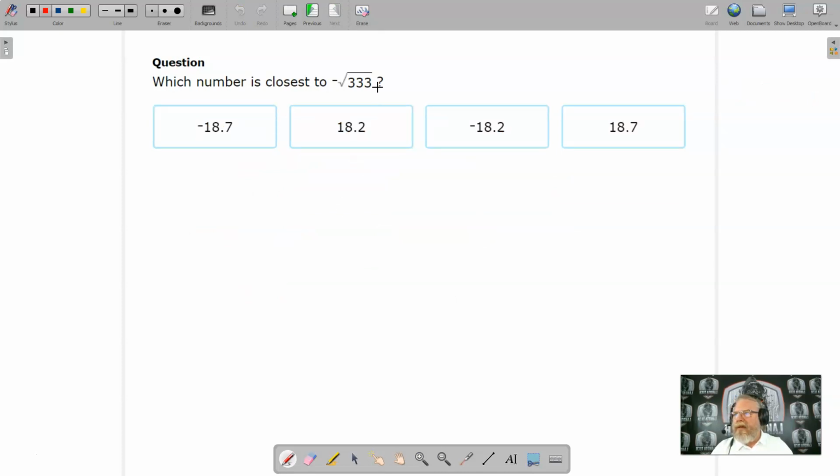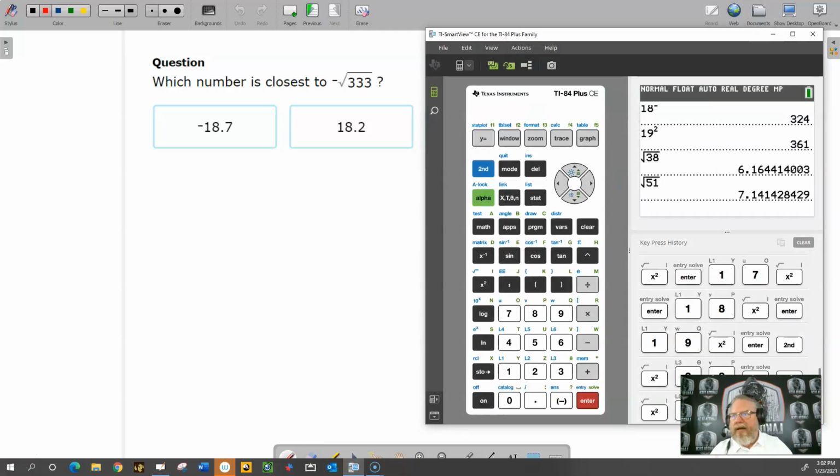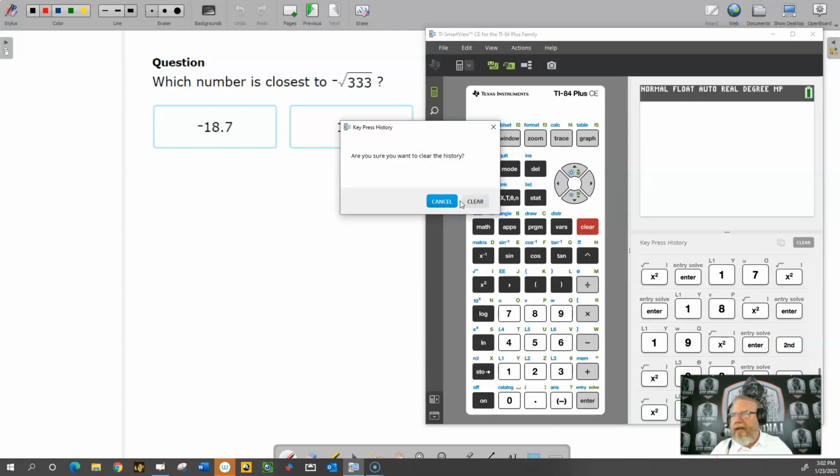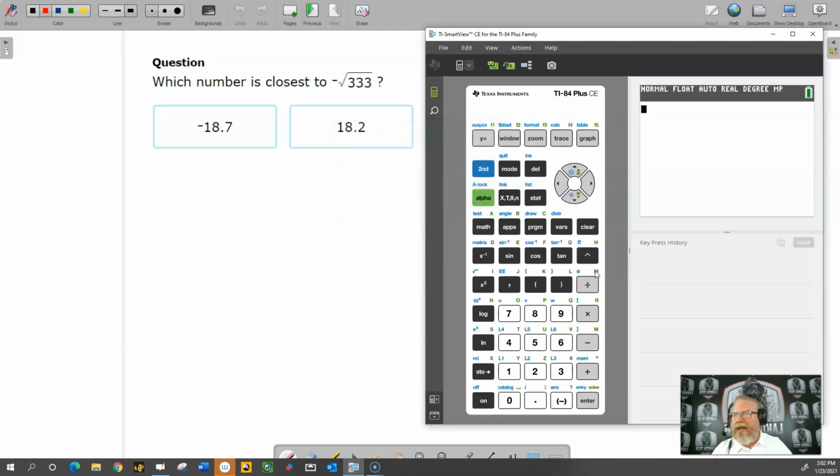Final question here. We're looking for which number is closest to the opposite of the square root of 333. So, I kind of showed how to do the number line. And for the sake of time, because this video has really gotten long, let's go ahead and use the calculator here. We'll clear that out. Let's go ahead and clear the history as well. Outstanding. And so let's just consider the radicand and the radical symbol, and not pay too much attention to the negative sign. We'll deal with that in a moment.